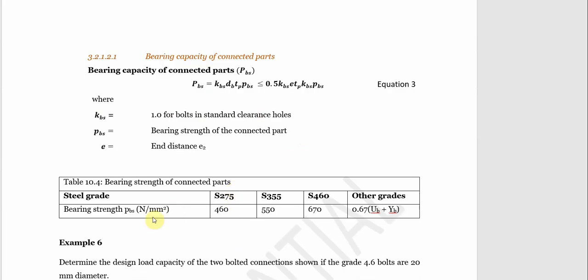Now, let us look at an example. Let's say we have a grade, as the other time I was talking about grade 43. Now grade 43 has been modified to S275 in the recent code. We also have different classes, S355, S460, and other grades like that. Now we have the bearing strength to be this.